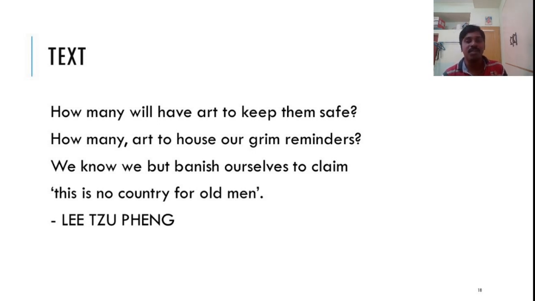We know we but banish ourselves to claim this is no country for old men. Now, this is what Li Zufeng is trying to convey to us. She tries to say that even Byzantium is not a place where old people could go. Even they are being sent away from that particular place, right? They don't even feel comfortable in that particular place, and that is the idea of the poem itself, right?